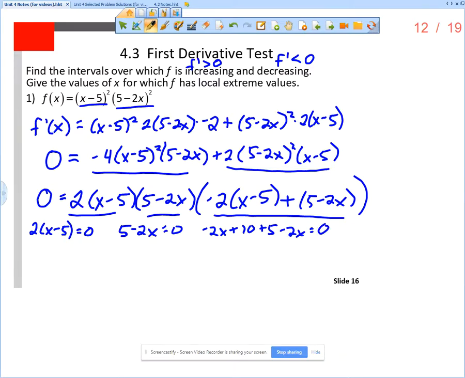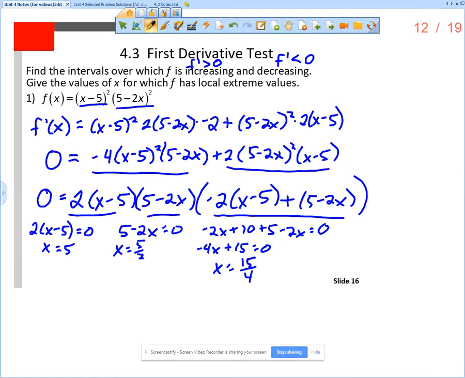All right, so now let's solve. The first one, divide by 2, add 5, so x equals 5. The next one, subtract 5, divide by negative 2, so x equals negative 5 divided by negative 2, so 5 halves. And then the last one, negative 2x minus 2x, that's negative 4x plus 15 equals 0. So I subtract 15, divide by negative 4, x equals negative 15 over negative 4, or 15 fourths.